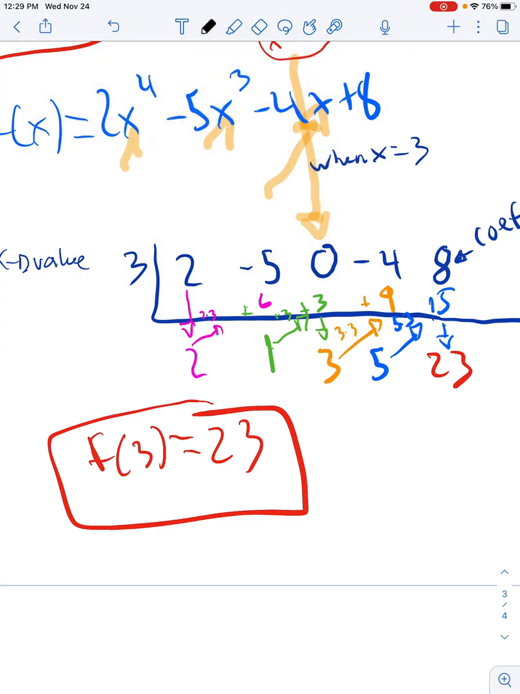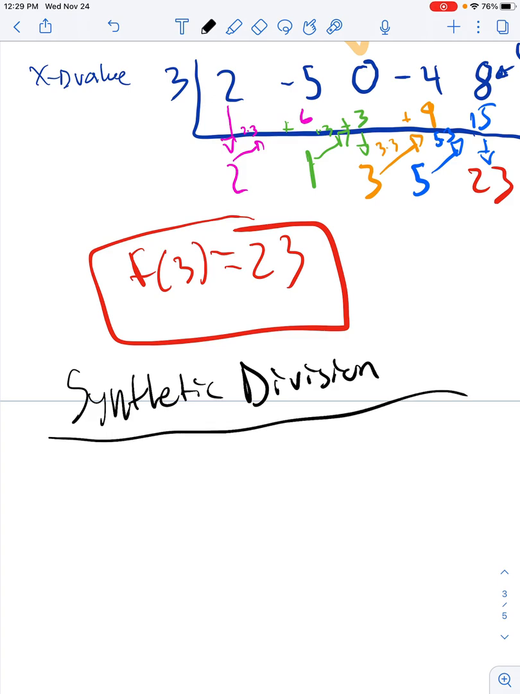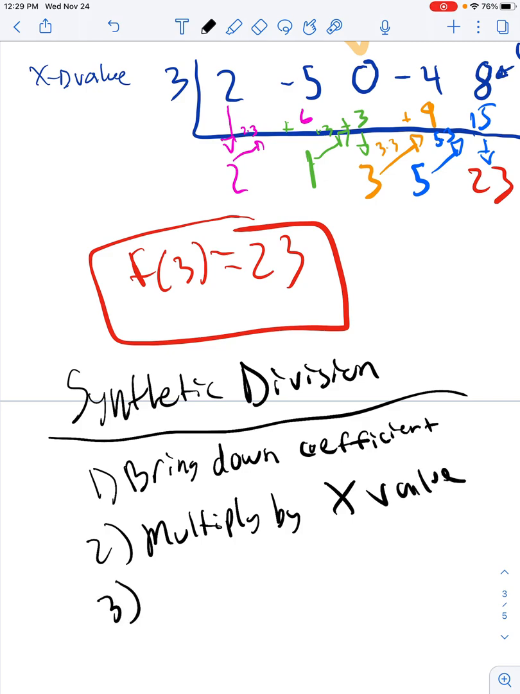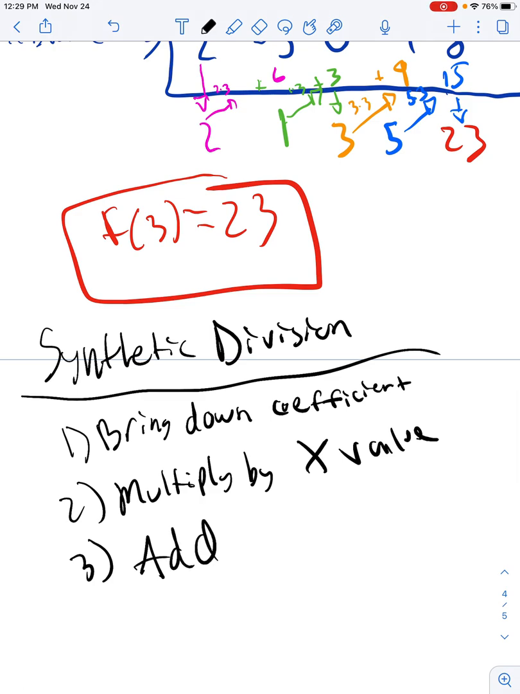So I'm just going to list out your steps for synthetic division. It's what we just did. You want to bring down the coefficient. You want to multiply by the x value. And then you're going to add the two numbers that are stacked. And then you're going to move it over and repeat.